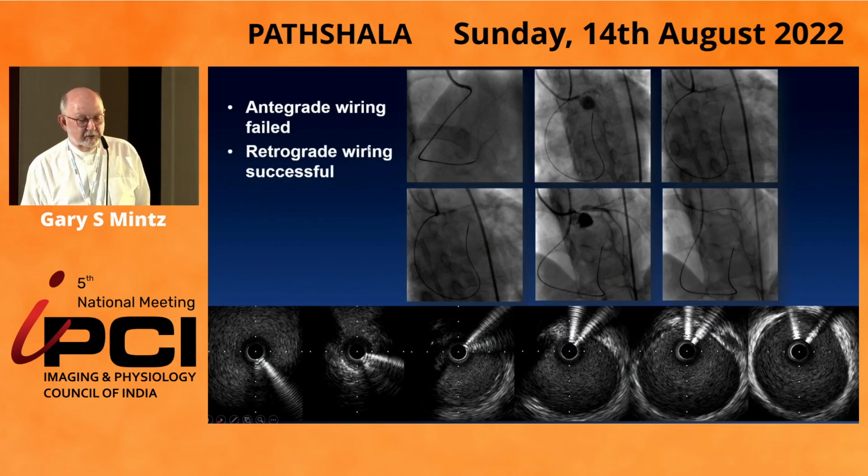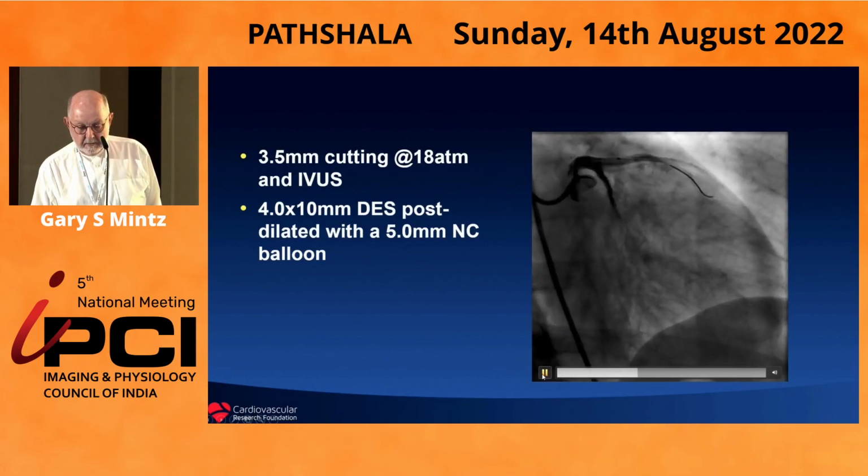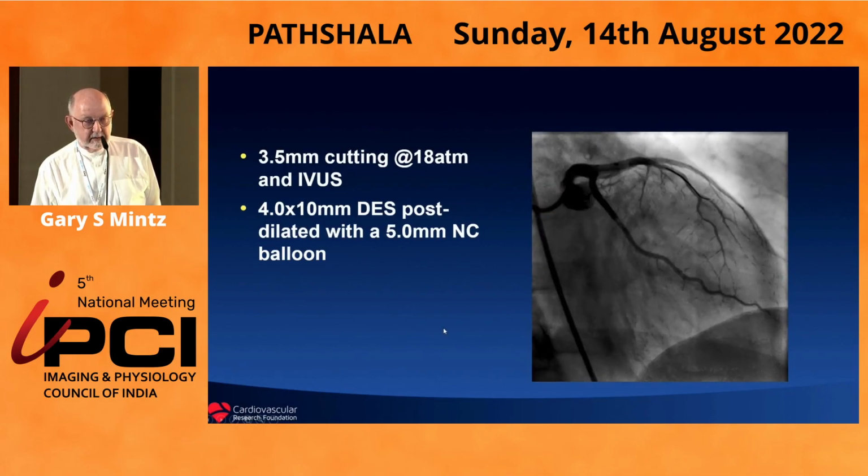She had failed antegrade wiring, so she was wired retrograde, and then the wire was externalized, and you can see the IVUS pullback, and she's got focal disease at the aortoostial junction, but the left main is otherwise normal. She was treated with a cutting balloon and then drug-eluting stent implantation with a very nice result.